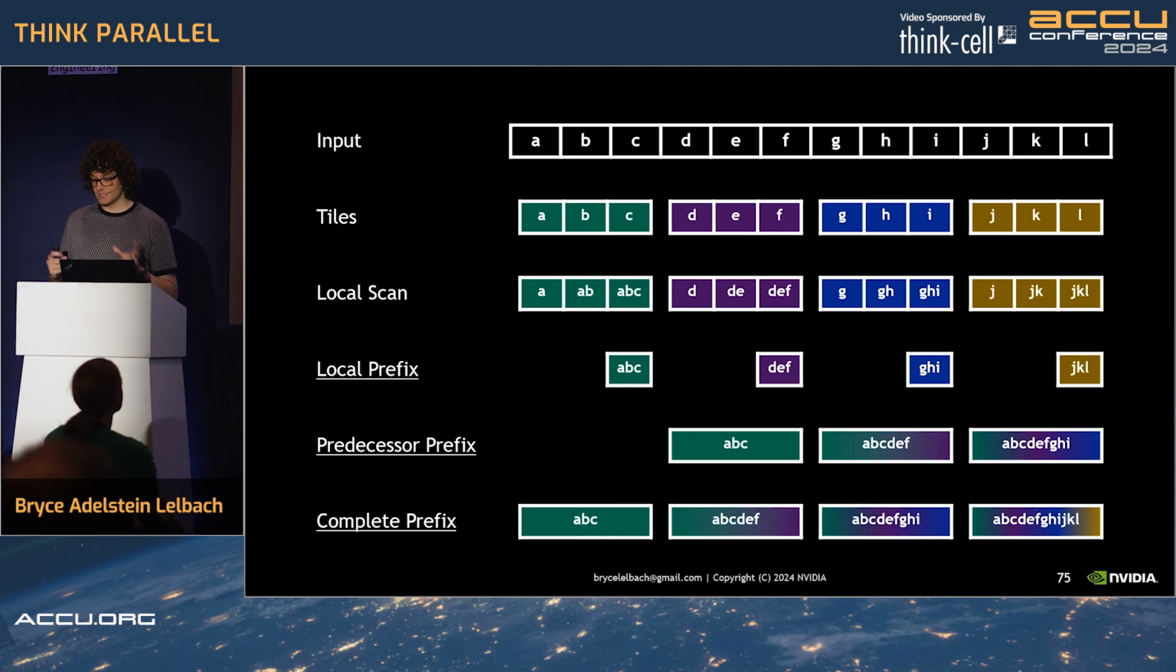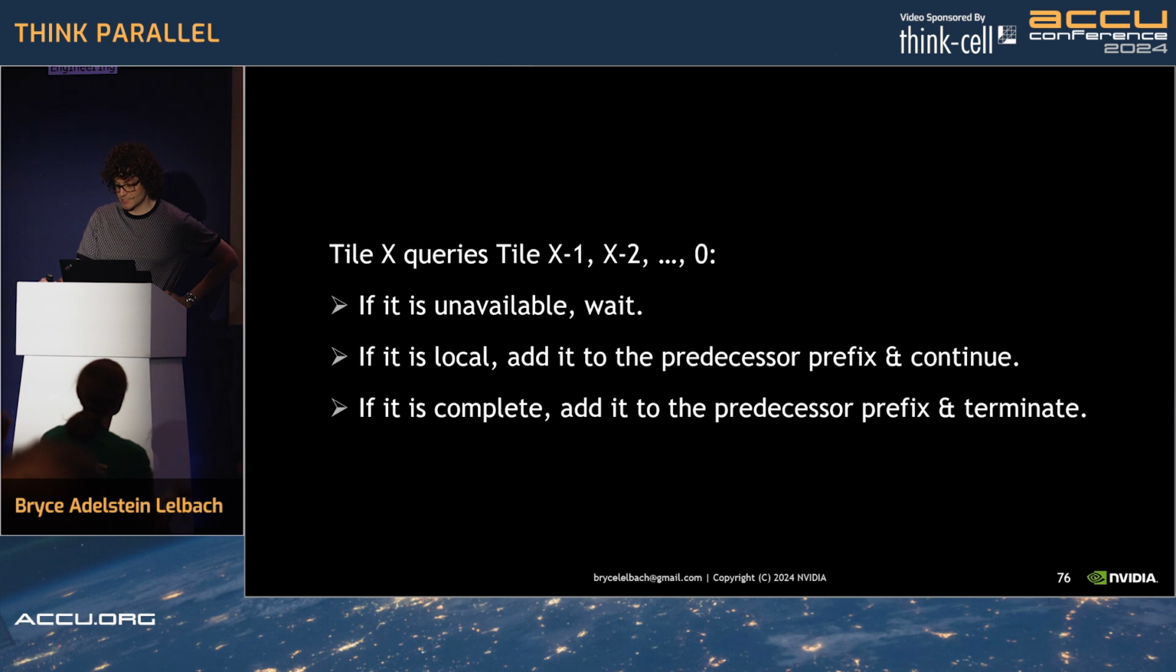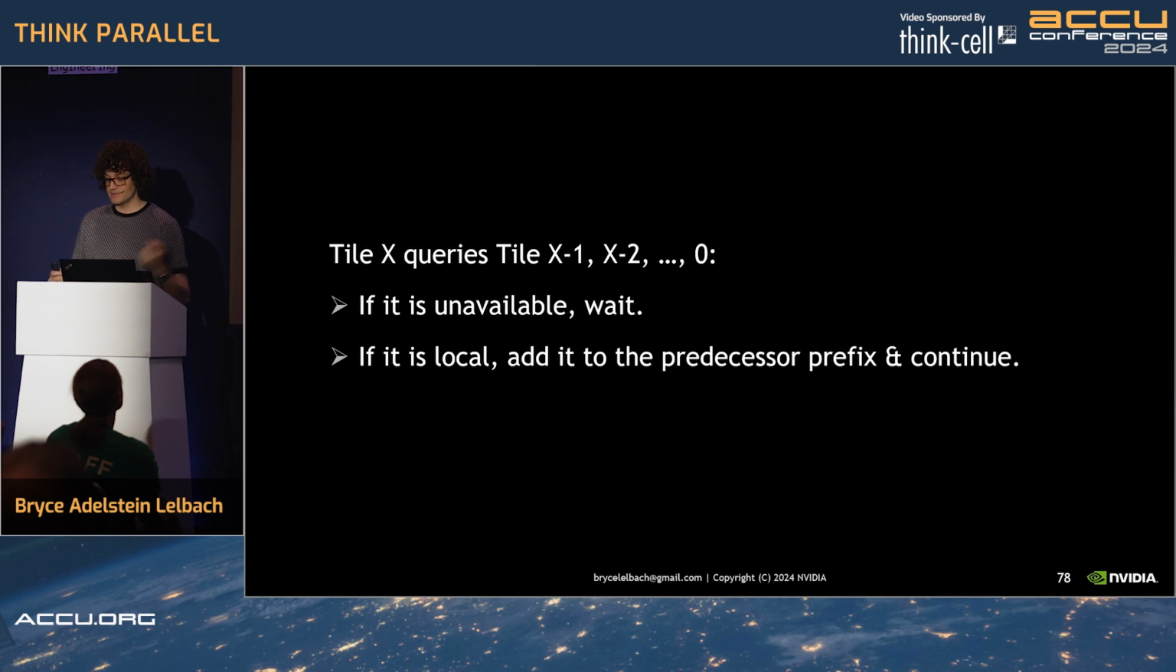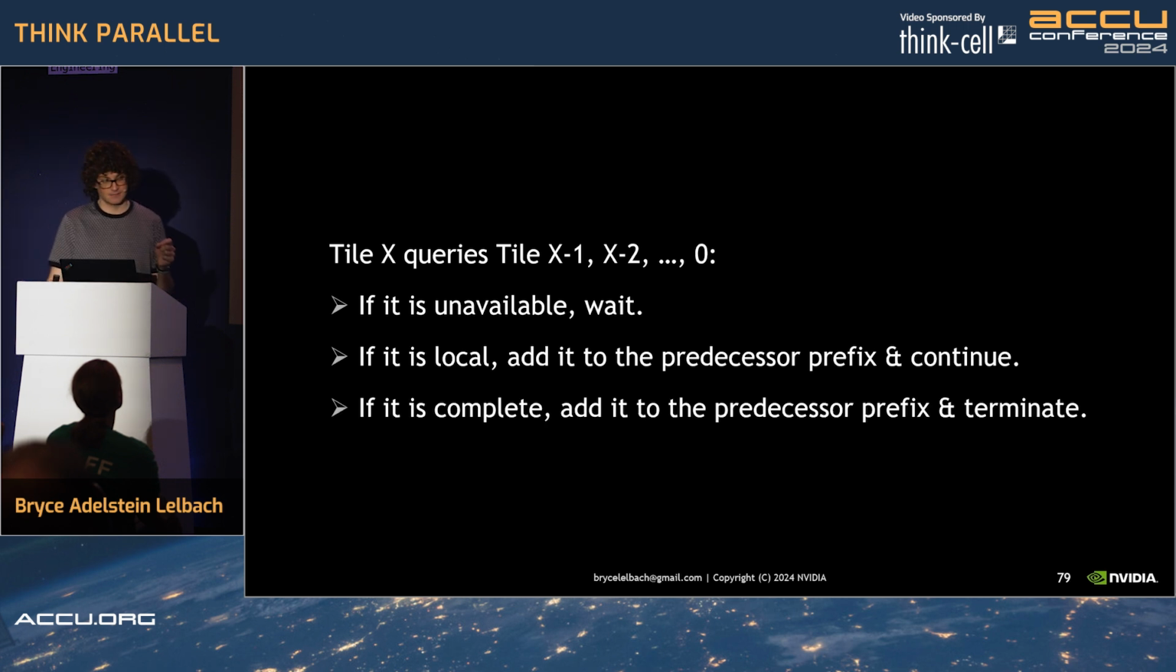So now that we've understood how we calculate these prefixes, we're ready to look at wait for predecessor prefix itself. So to construct the predecessor prefix, each tile will search the descriptors of the tiles preceding it, starting at the tile directly before it and moving backwards towards tile 0. So for each preceding tile, if its state is unavailable, then we wait for it. If its state is local, then we add its local prefix to the predecessor prefix, and we continue searching. If its state is complete, then we add its complete prefix to the predecessor.